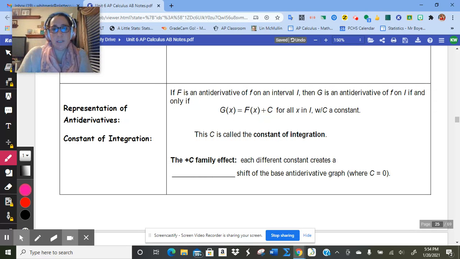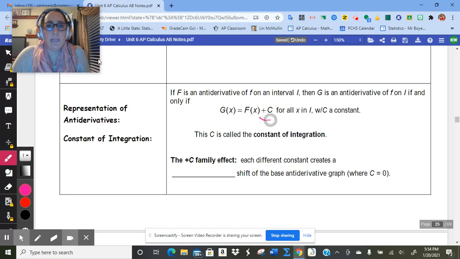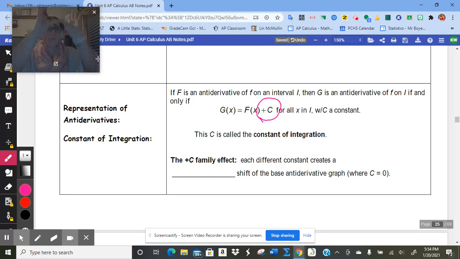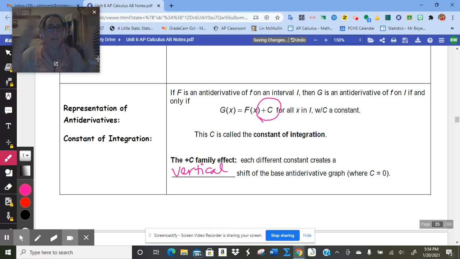Okay, so here we are going to first talk about this constant of integration. A constant of integration means that I'm going to be able to take a graph and move it up or down, okay? And that's going to be this plus c, this vertical shift. And when we take an integral, we are always going to have that constant.